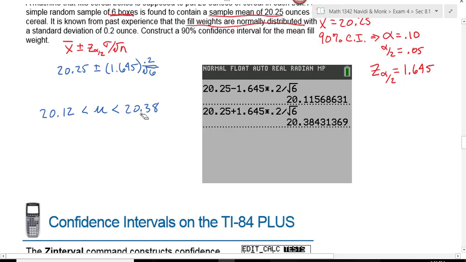Yeah, because both the lower bound and the upper bound on our confidence interval are bigger than 20. That's how we use the confidence interval. If this would have been a number less than 20, then the manufacturer might have gotten in trouble by saying that there's 20 ounces of cereal in the box, because he's shortchanging the public.